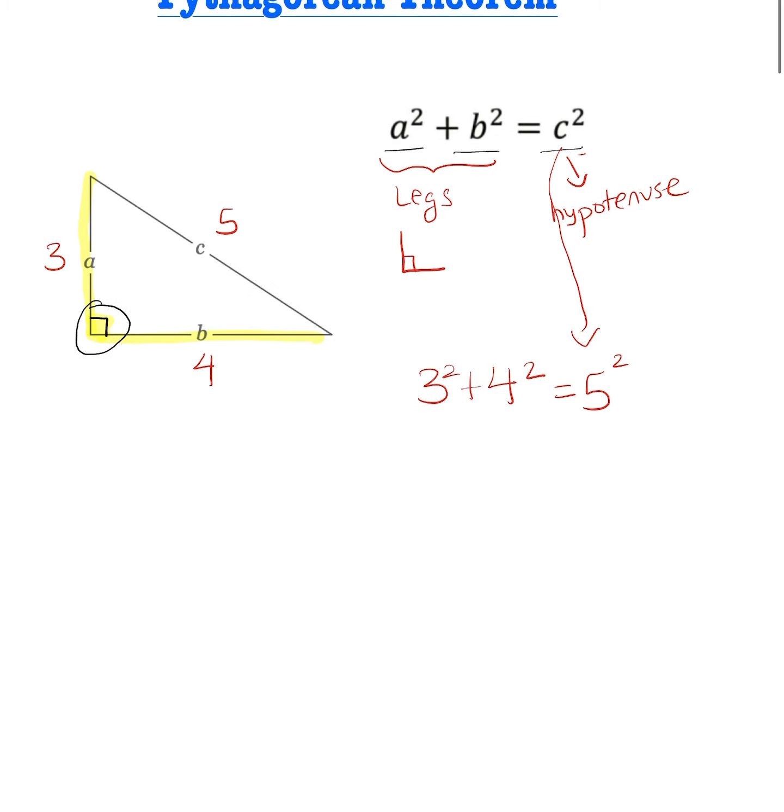All right, now we're going to go ahead and solve. So 3 squared is 9, 4 squared is 16, and 5 squared is 25. Nothing to do on the right side, but on the left side, I can still add. When I add those up, I get 25. And so I have 25 equals 25. I have a true statement. So what this proves is that because I took the three lengths that were given to me in this triangle, and those three lengths made the Pythagorean theorem true, that means that this triangle is a right triangle.